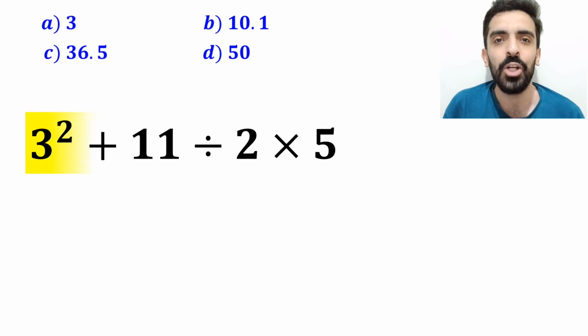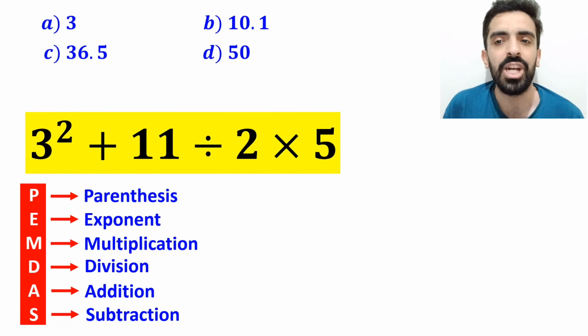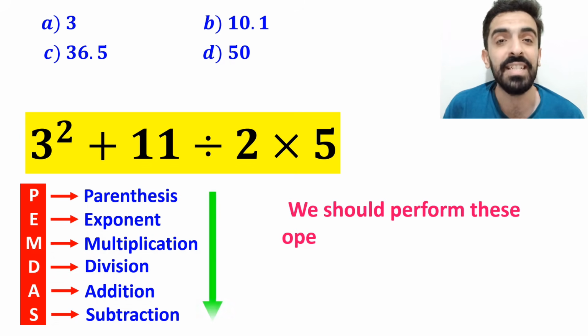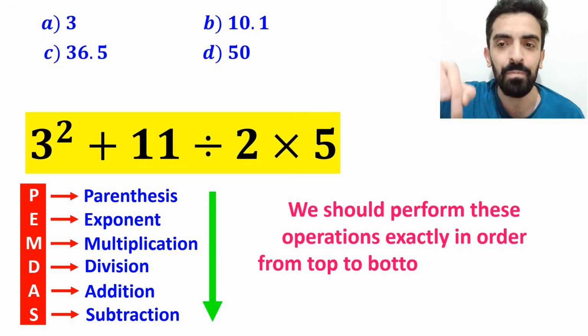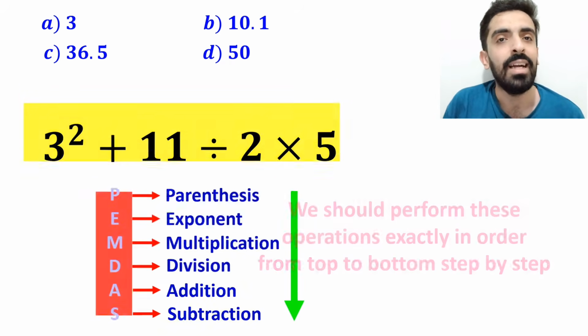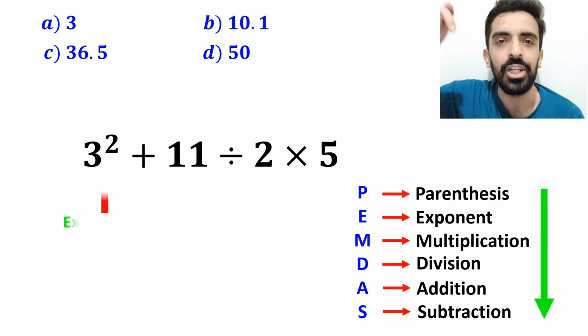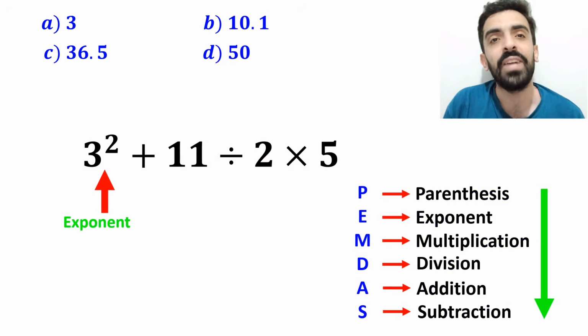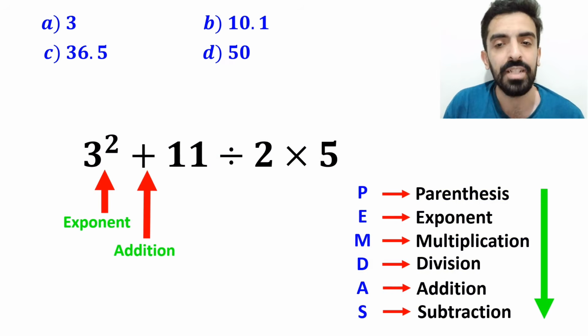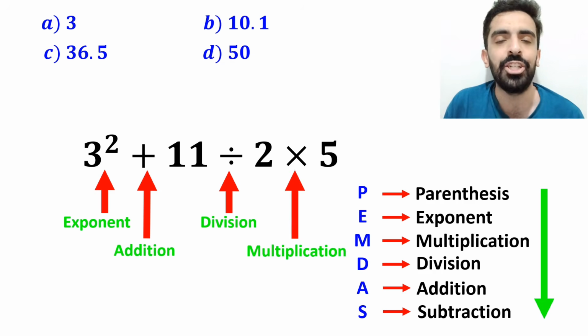Alright, now let me show you how to solve this expression properly. To solve this question, we must follow the PEMDAS rule. We should perform these operations exactly in order from top to bottom, step by step. Okay, as you can see in the image, in this expression, first we have an exponent, then an addition sign, followed by a division, and finally a multiplication.